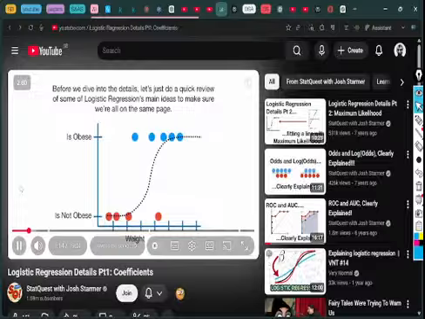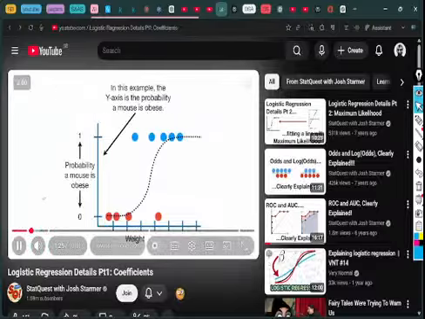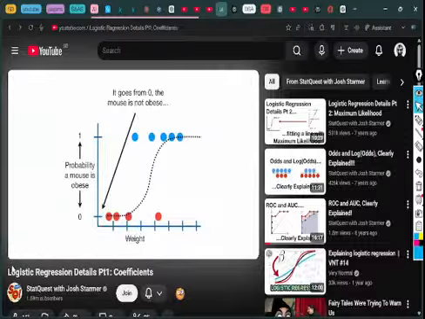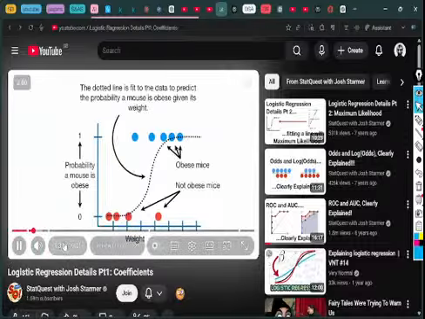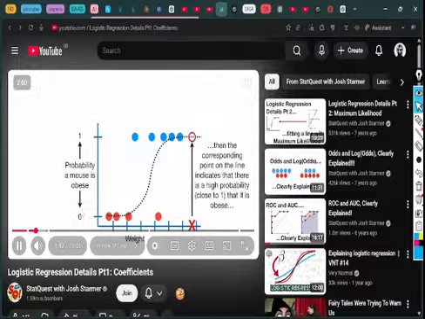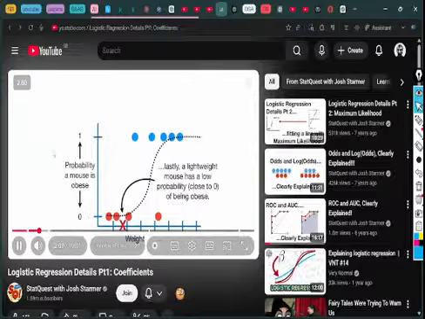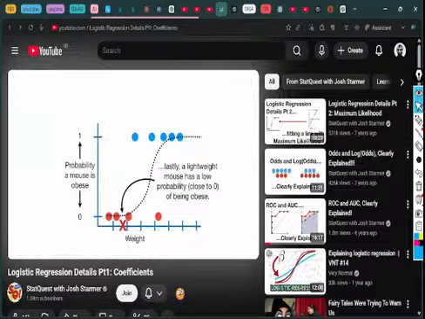Before we dive into the details, let's do a quick review of some of logistic regression's main ideas to make sure we're all on the same page. In this example, the y-axis is the probability a mouse is obese. It goes from 0, the mouse is not obese, to 1, the mouse is obese. The dotted line is fit to the data to predict the probability a mouse is obese given its weight. If we weigh a heavyweight mouse, then the corresponding point on the line indicates that there's a high probability, close to 1, that it is obese. And if we weigh a middleweight mouse, then there's an intermediate probability, close to 0.5, that it is obese. Lastly, a lightweight mouse has a low probability, close to 0, of being obese.